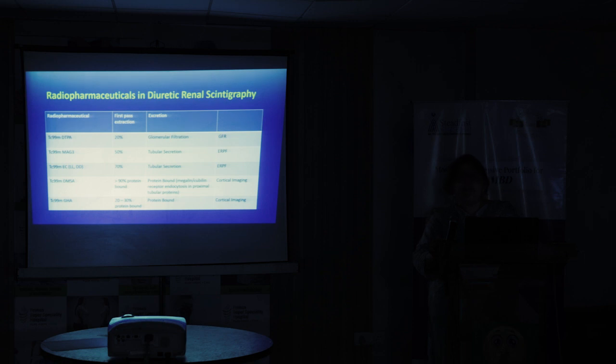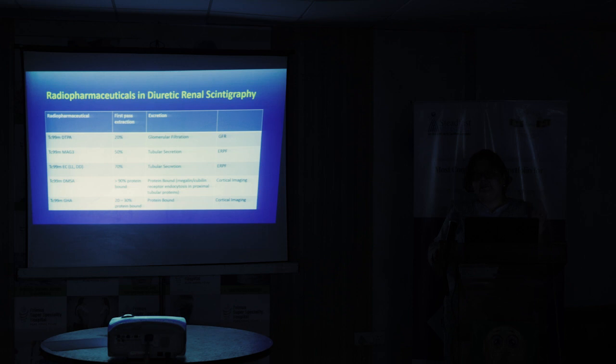Right? So unlike DTPA, when you use tubular secreting agents, you get a value called ERPF. It is important to know that, because many times we will get requisitions saying, do a MAG3 and give us the GFR, right? It is not possible with MAG3, because there you're getting something called effective renal plasma flow. Whereas with DTPA, which is a glomerular agent, you get a GFR.